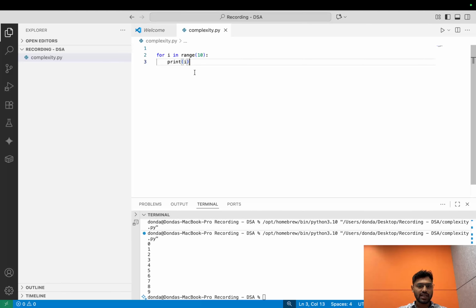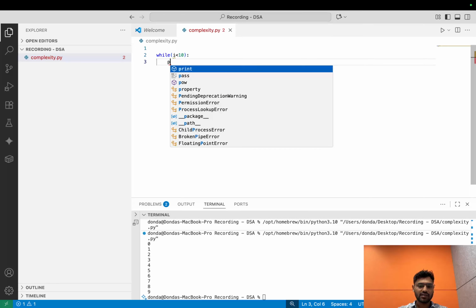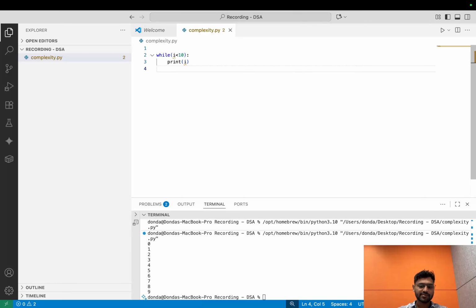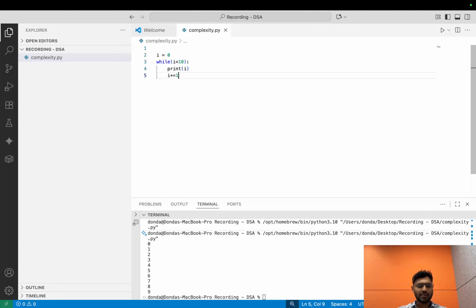You have seen this. The same thing we can also write in a while loop. While i is lesser than 10, print i, i plus equals 2, and we need to initialize i equals 0. Both are the same, right? The same thing which I wrote in the for loop, I wrote in the while loop. You can completely do the same thing whether for loop or while loop. The time complexity remains the same.